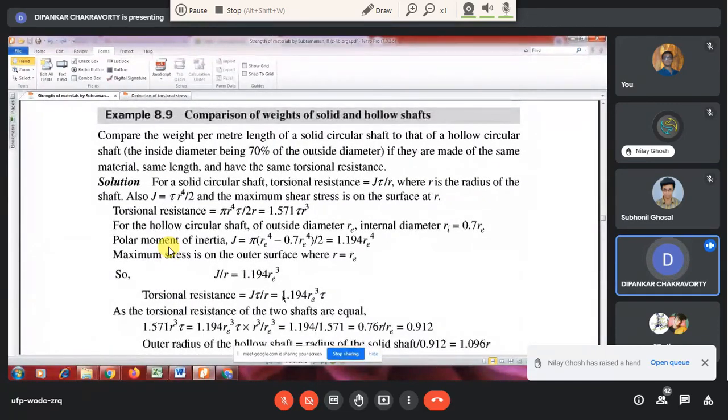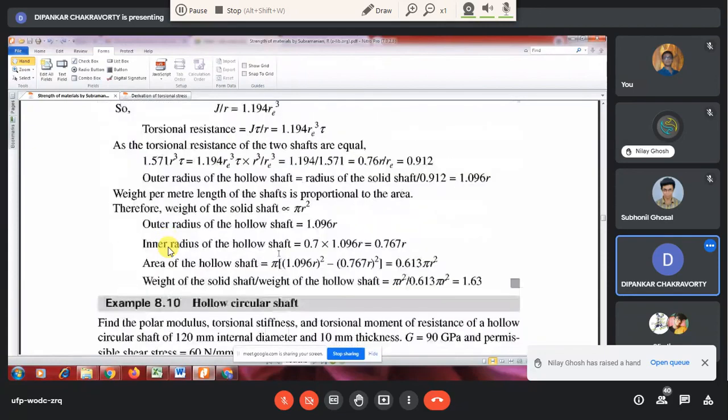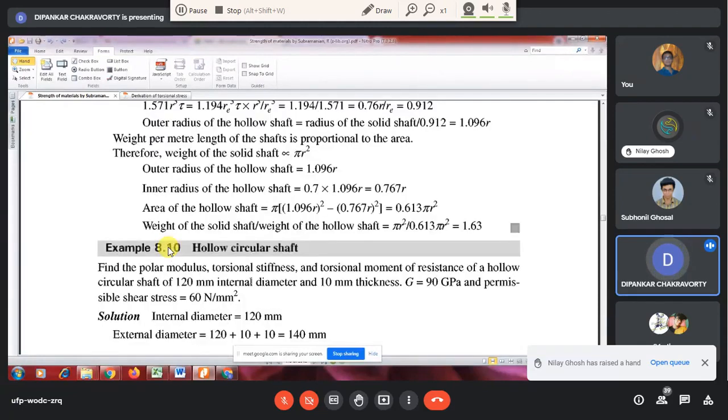We are going to compare the relative economy of using a solid shaft and a hollow shaft. And when does the question of comparison come? When they have to transmit the same torque and they have to be of the same length and of the same material. So tau max should be equal. So you go through this problem and you will see that the solid shaft by hollow shaft ratio is 1.63. So the hollow shaft is much more economical.